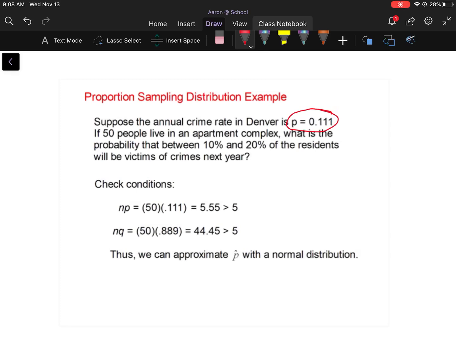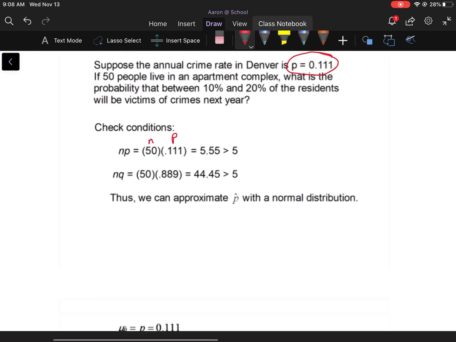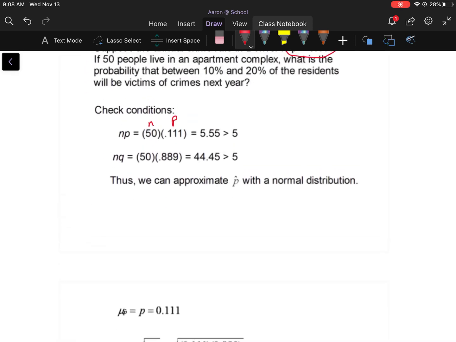So check to see if it works out. So N, which is 50, times P, which is 0.111, works out to be 5.55. That's bigger than 5, we're good to go. Do the same thing, find Q, which would be the complement of that P, and get 44.45. That's also good to go. So what that's telling us is that we can go through the whole process of finding a z-score, area underneath the curve, and so on.